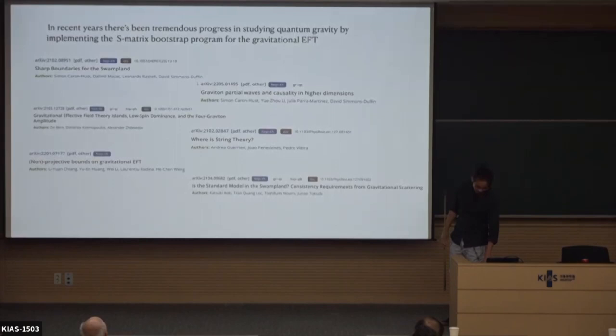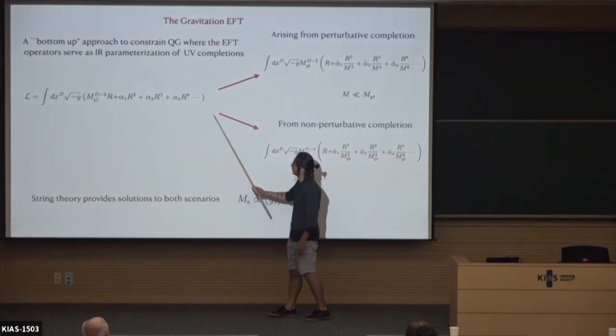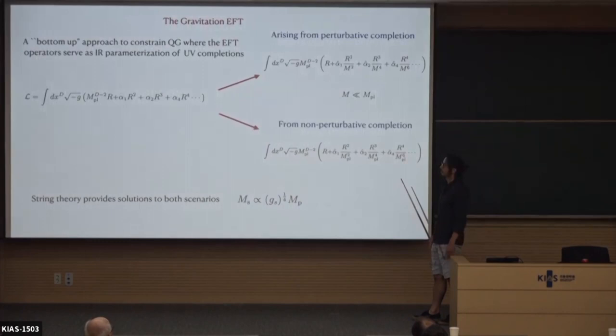So what is the goal? The goal is, starting from the bottom up, as I mentioned, we have a low energy effective theory. And we're going to ask, if you assume that it has a consistent UV completion, what can we say about these coefficients?